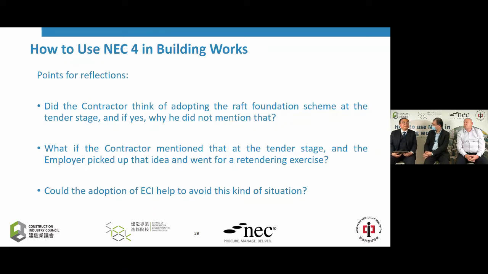Would it be a possible scenario that the idea of using a much cheaper rough foundation in lieu of the proper foundation would be picked up by the employer, and then the employer cancels this tendering exercise and recalls the tender again? My third question here is, if we adopt the ECI process, will that help to resolve this kind of dispute?